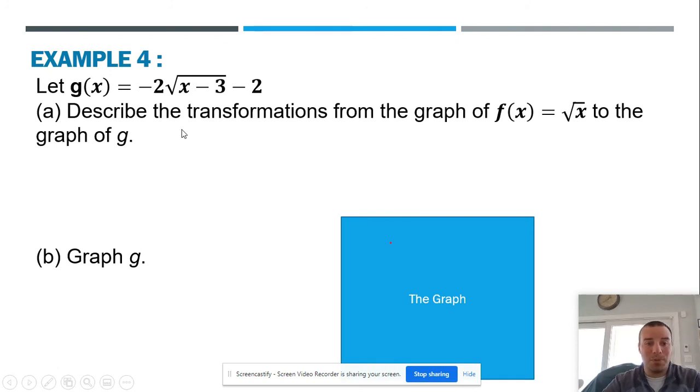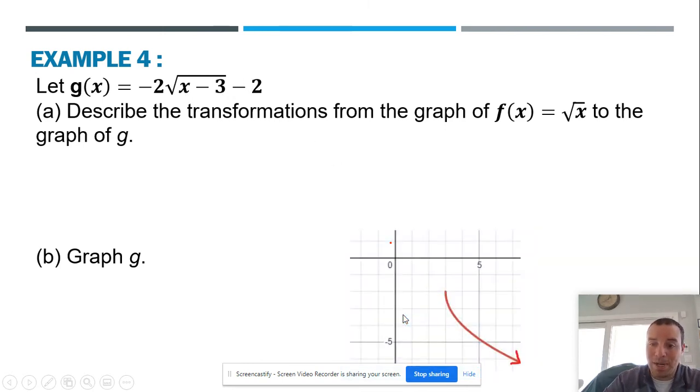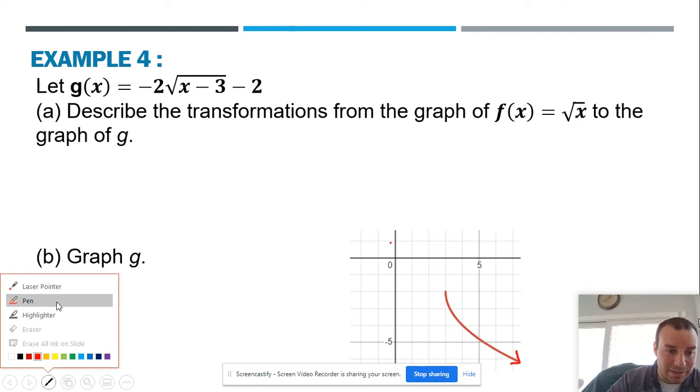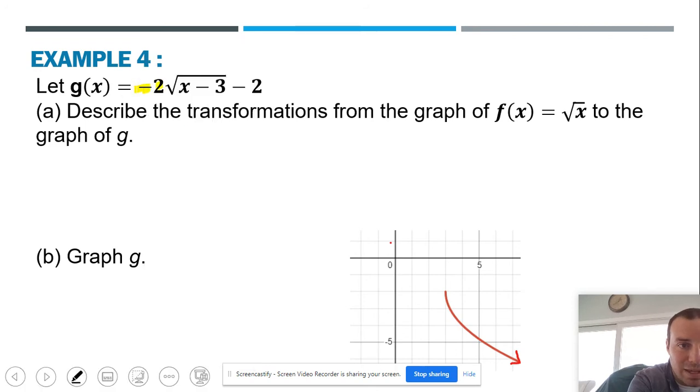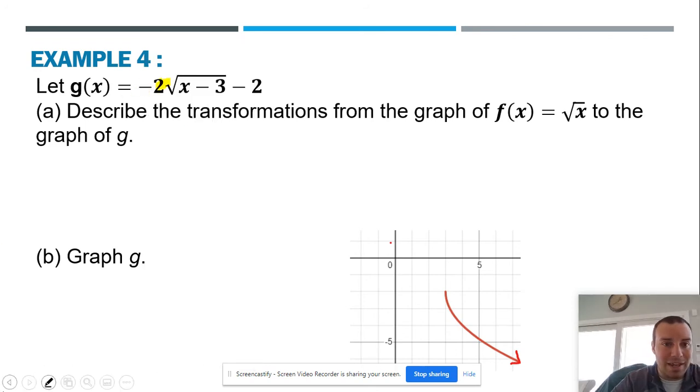Okay, let's take a look at this one. A lot happening here. We've got -2 times the square root of x - 3, - 2, and we want to compare it to the parent function. So let's go one step at a time here because there's 4 things that are actually happening. Again, we could use Desmos to get this graph. So let's deal with the negative and the 2 first.